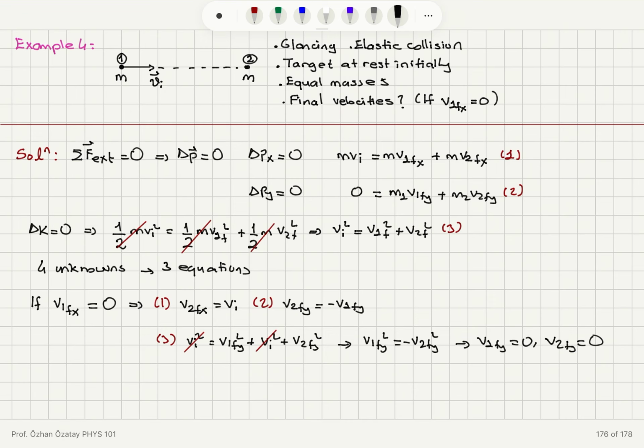So the end result would be the particle 1 stops, particle 2 moves with a velocity V2 final that is Vi i hat. So this is basically the conclusion we reach given that V1 final x is equal to 0 using this linear momentum conservation and kinetic energy conservation for this problem. Let's look at one final example.